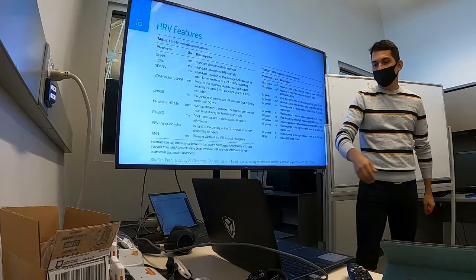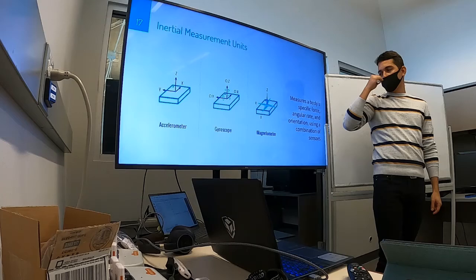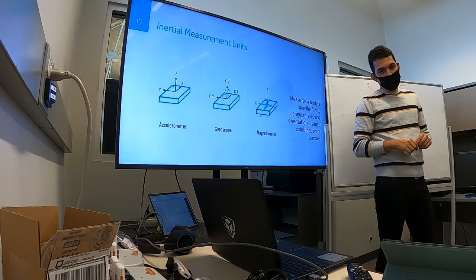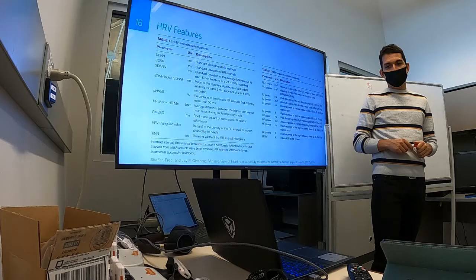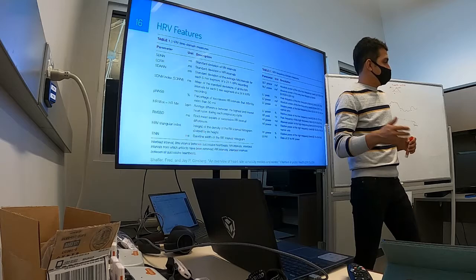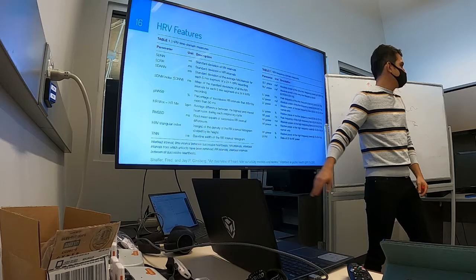I think we are out of time, so we will probably start tomorrow with the inertial measurement units because it has been 2 hours already. In a sense, that's what I wanted to show you today, EDA and heart rate variability. These are some of the software tools that we have. I'm going to share the slides with you so you can take a closer look. There are always references here. If you want to learn more about each individual signal, there's always reading for it.